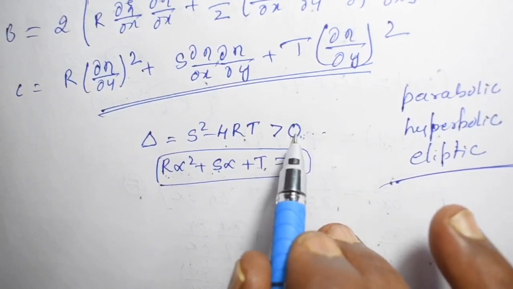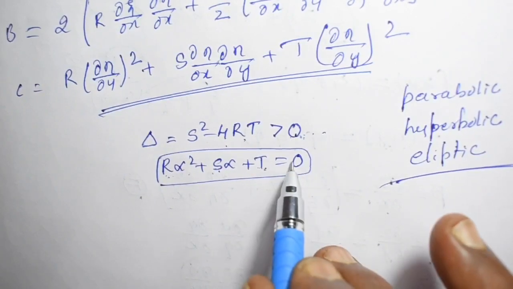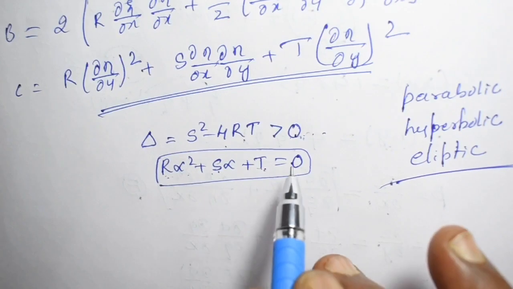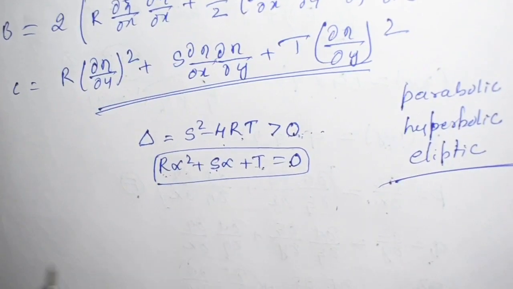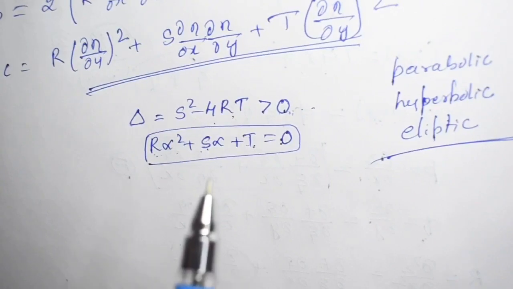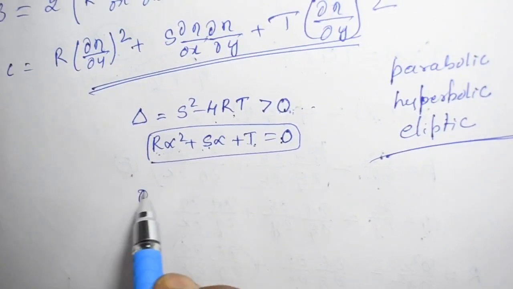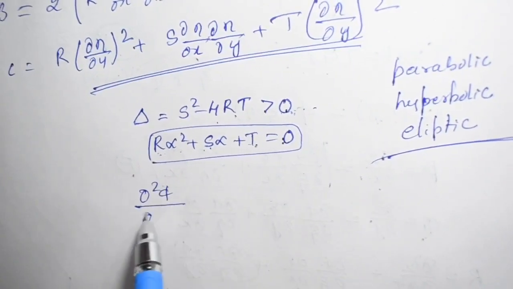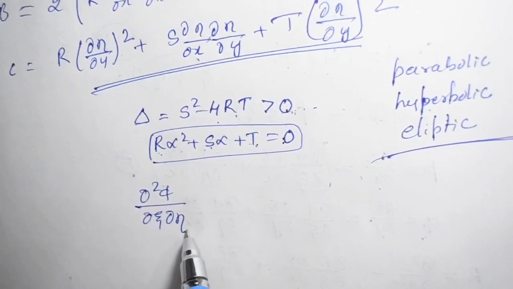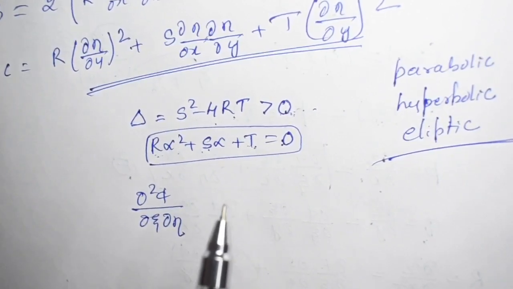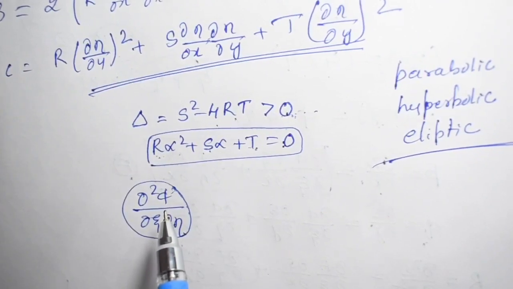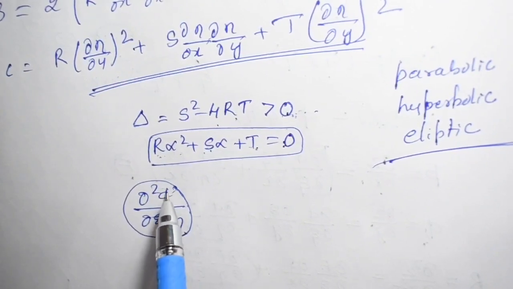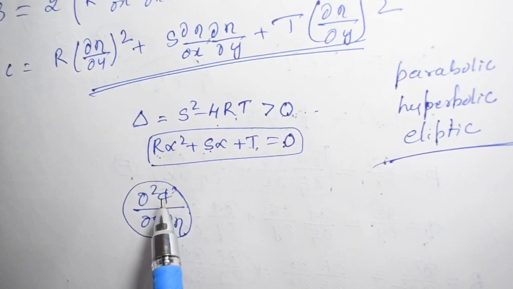For the hyperbolic case, the roots of the characteristic polynomial are real and distinct, and the canonical form should be of the form del square phi by del xi del eta, meaning except this second derivative, all the second derivatives vanish. Only this derivative will remain. Okay, that is the so-called hyperbolic case.